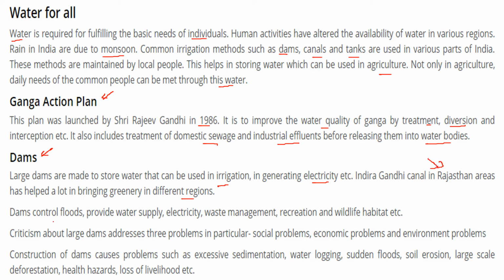Dams have certain advantages: they control floods, provide water supply, electricity, waste management, recreation facilities, and wildlife habitat. But there are criticisms also: social problems, economic problems, and environmental problems. The construction of dams can cause excessive sedimentation, waterlogging, sudden floods, soil erosion, large-scale deforestation, health hazards, and loss of livelihood of the people who reside there.